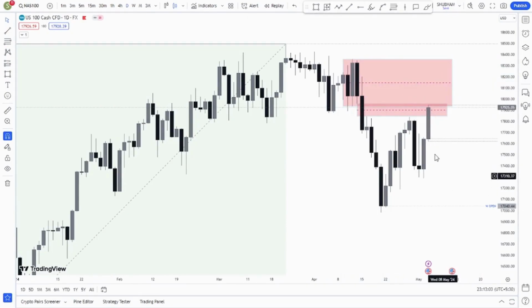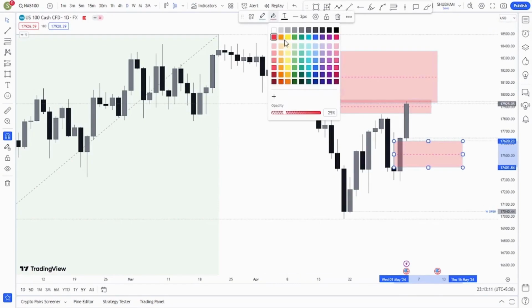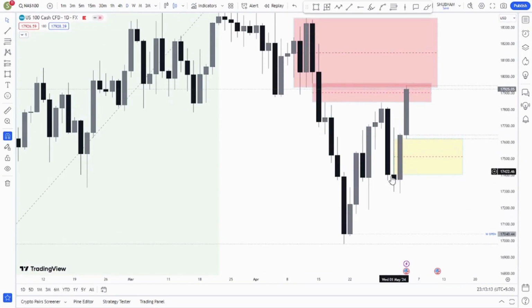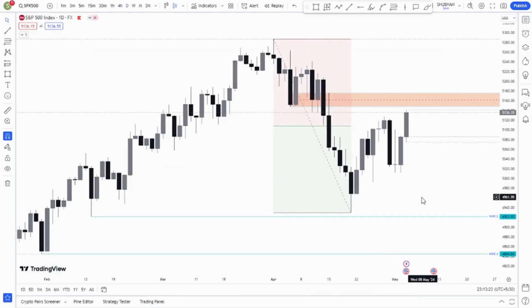My first target for NASDAQ will be, you can see what this is. This is a rebalanced, redelivered range. This is called an RDRB. I will try to make a video on what an RDRB is. This RDRB will be my initial target on NASDAQ for this week. Quite clear.